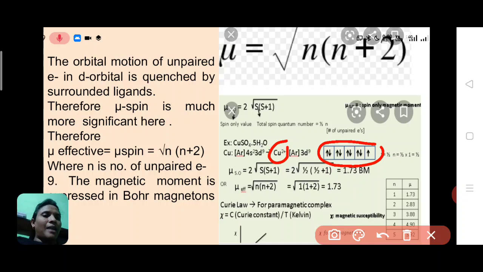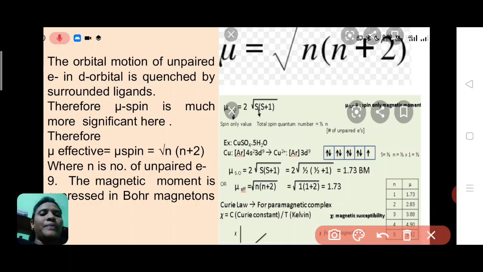So in this way we can calculate the effective magnetic moment of any complex compound. When there is one unpaired electron, the magnetic moment will be 1.73. When there are two unpaired electrons, the magnetic moment will be 2.83. When there are three unpaired electrons, the magnetic moment will be 3.88, and so on. So this is a calculation of magnetic moment by using this spin only formula.